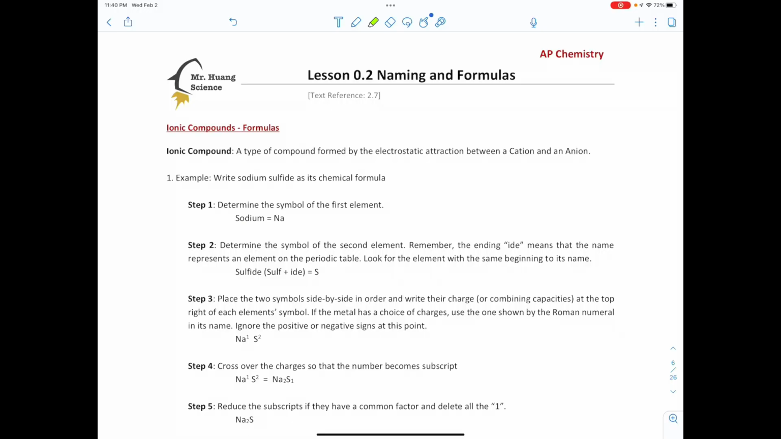Hi everyone, welcome to today's lesson on naming and formulas. In this lesson, we are going to review the rules for naming and writing formulas of ionic and covalent compounds. Then we will learn how to name acids and hydrates.